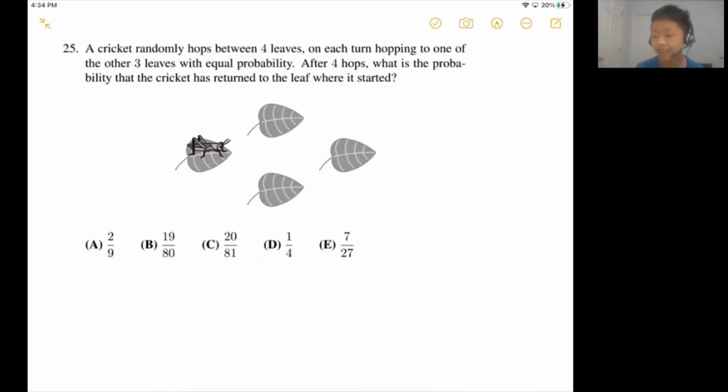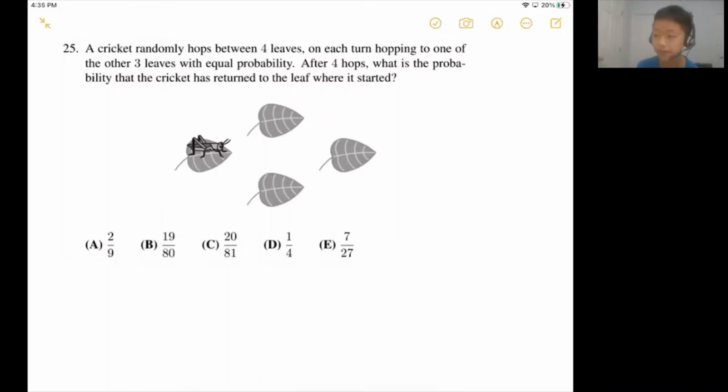Question 25 basically says you have a cricket that randomly hops between 4 leaves, and on each turn it hops to one of the other 3 leaves with equal probability. So after 4 hops, we want to know what is the probability that the cricket has returned to the leaf where it started. So for this question, this is a probability question.